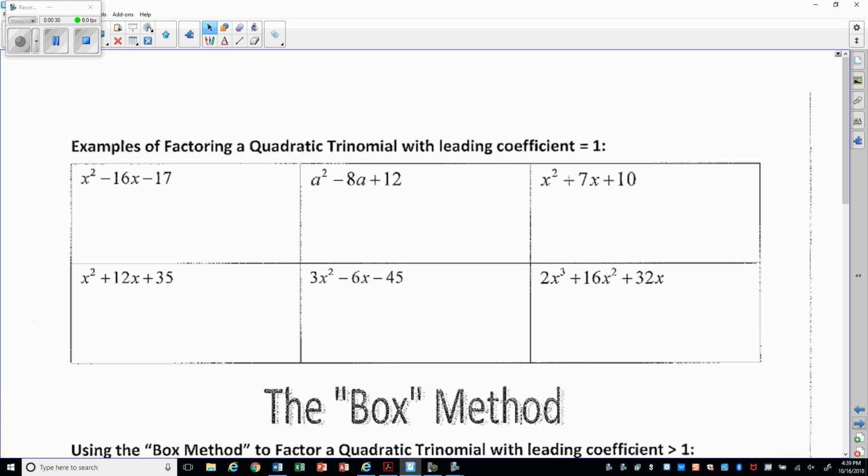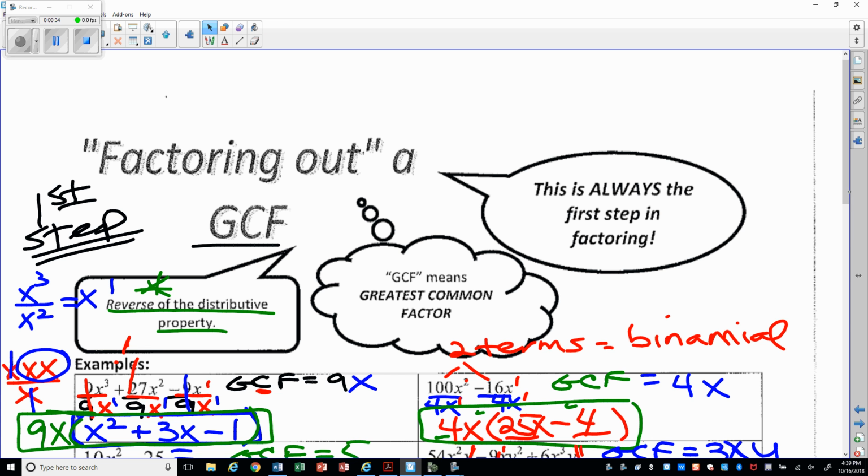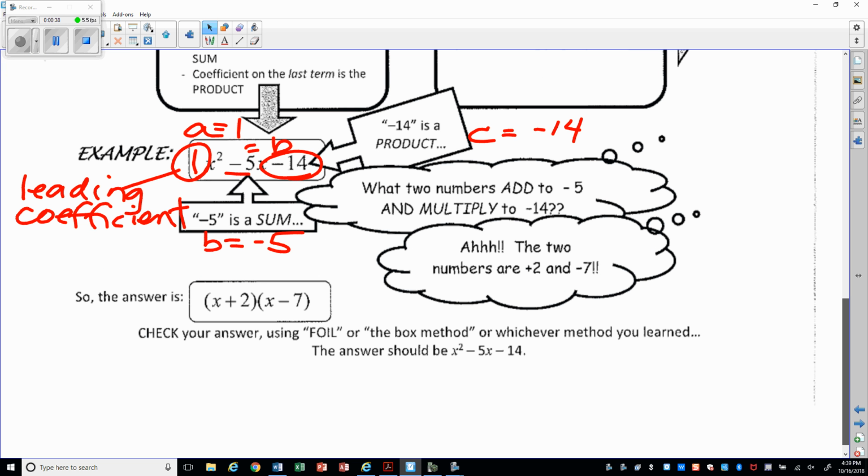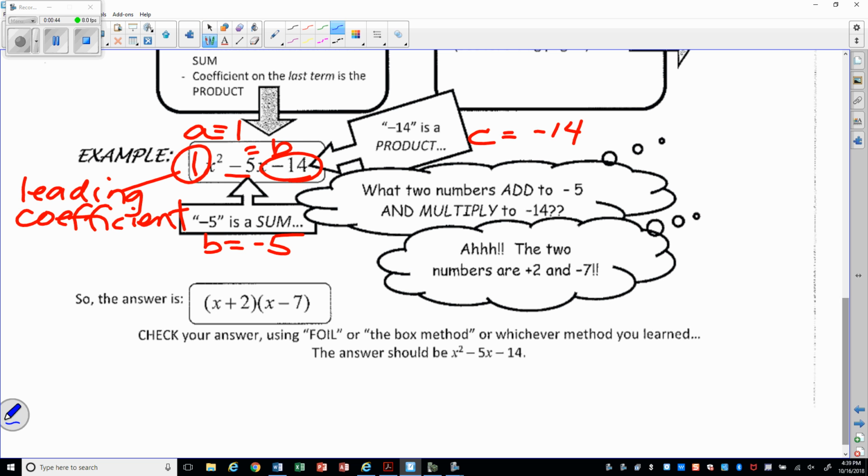Okay, so if we jump forward, not that far. All right, we're talking here. What we're going to be doing is kind of unfoiling. All right, so if we look at these two factors here, if we were to foil them, we would do first, outer, inner, last. That would be foiling.